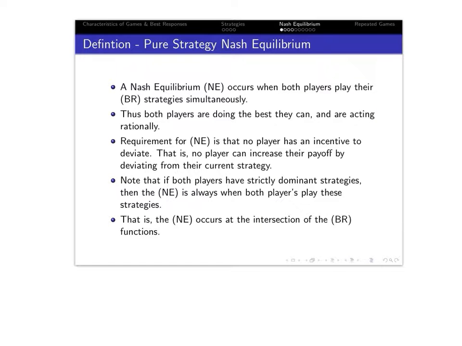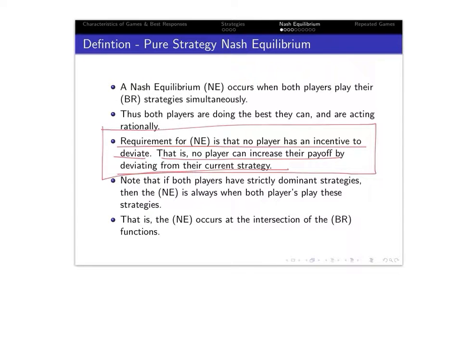So a requirement or a condition for Nash equilibrium is that no player has an incentive to deviate, and really this is the main one you're looking for when you're trying to find the Nash, right? That is, no player can increase their payoff by deviating from their current strategy. So basically, this is, I'd say, the main one for Nash equilibrium when you're trying to find it. There's no incentive to deviate, and the person cannot increase their payoff by changing their strategy or their action.